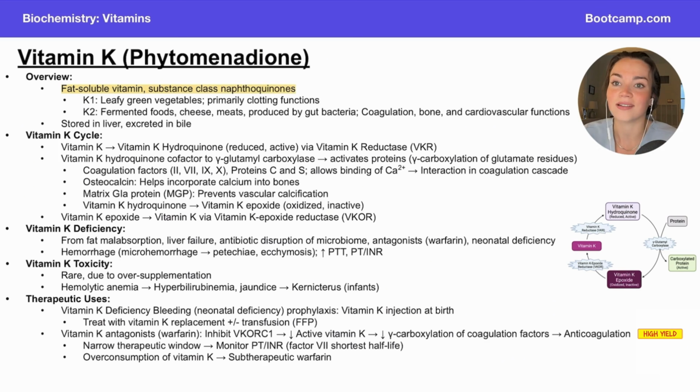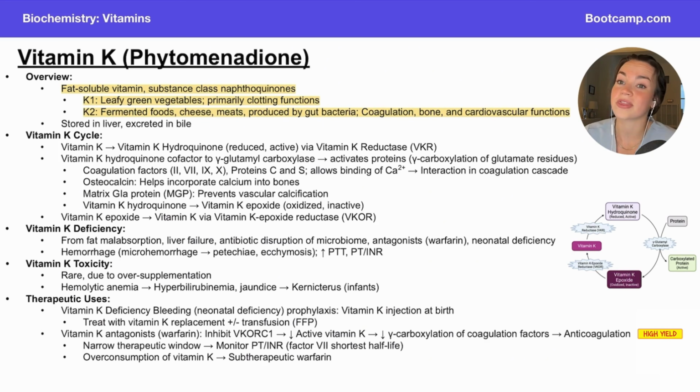There's K1 and K2. K1 comes from leafy green vegetables, and its primary functions are going to be in clotting and coagulation. We'll talk about that in a little bit. K2 is found in fermented foods, cheese, and meats, and it's also produced by gut bacteria. Remember, in our introduction to vitamins, we talked about how vitamin K could be made in small amounts in the gut. It is specifically being made in that K2 form. And that K2 form of vitamin K has functions in, yes, coagulation, but also it has bone and cardiovascular functions.